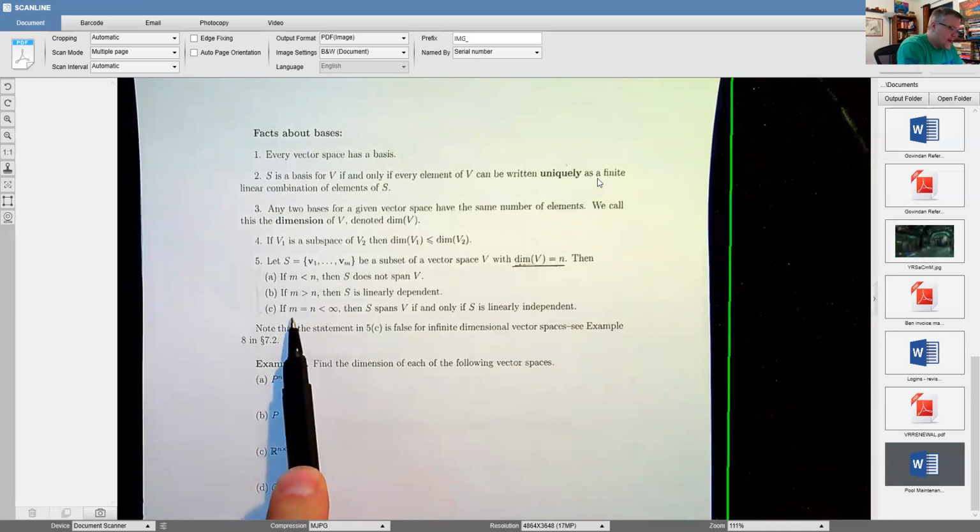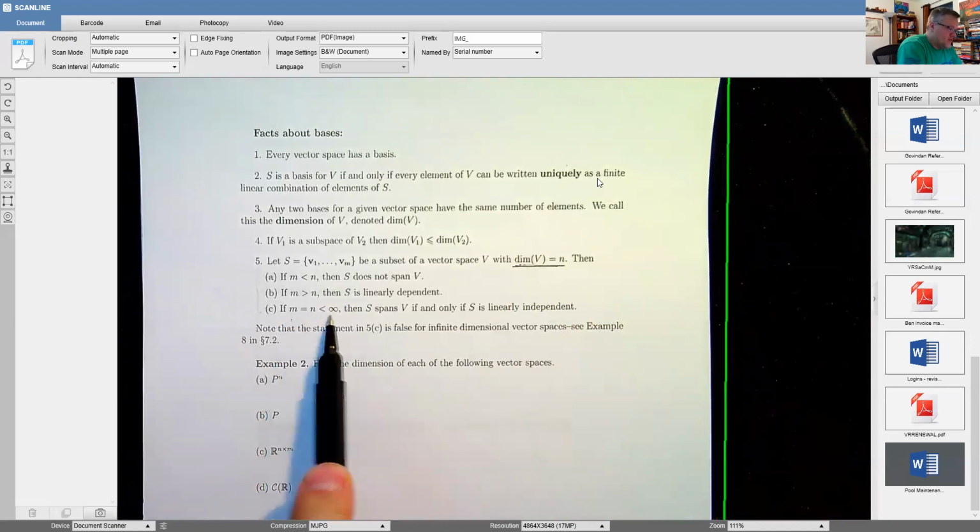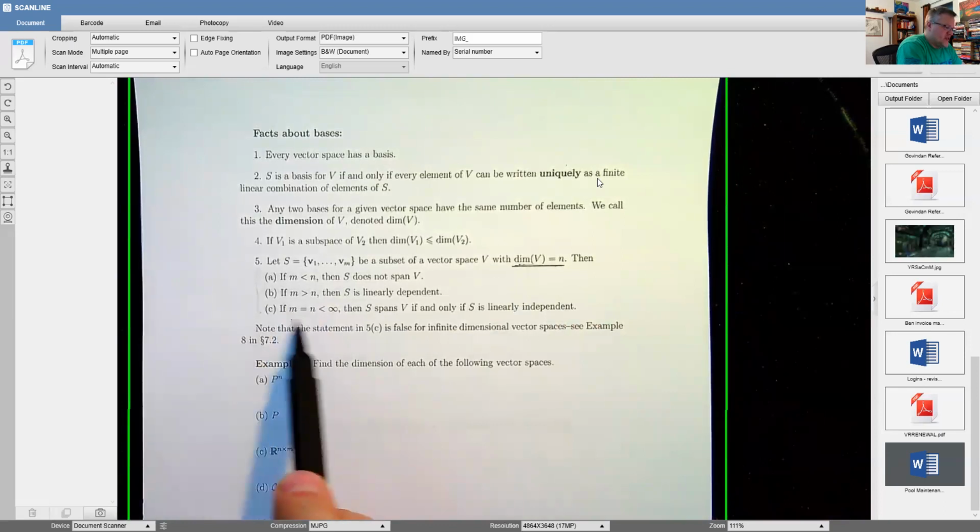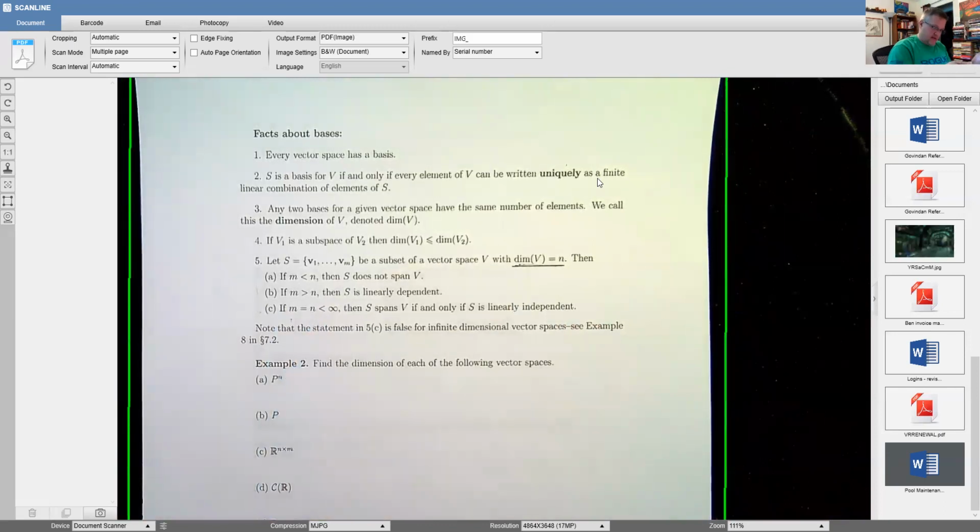And the only way, if you take a set of vectors and there are n of them in there, and that's the dimension, the only way it'll span is if they're linearly independent, right? So just knowing that you have n vectors in a set does not guarantee that it spans the whole space, right? You have to have linear independence for it to happen.